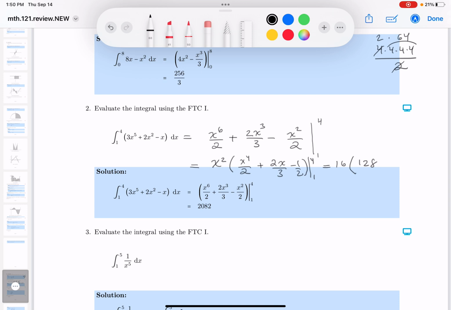What am I going to do now? Plug in 4 for the next one. That's going to be 8/3. Again, I'm plugging in the 4. Then minus 1/2. Let's keep going. What do you get next? Minus. I'm at the 1 now. I'm evaluating the 1. I just did the 4. I'm doing the 1 now. You get 1, because 1 squared is 1. You get 1/2 plus 2/3 minus 1/2.